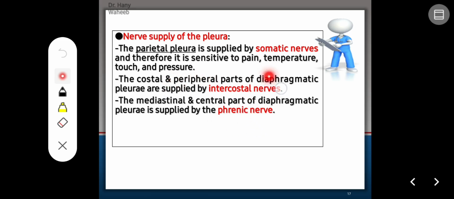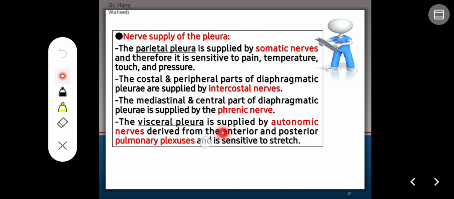Again, the costal and the peripheral parts of the diaphragmatic pleurae are supplied by intercostal nerves, while mediastinal and central part of diaphragmatic pleura are supplied by the phrenic nerve. Parietal pleura is innervated by somatic nerves of the thoracic wall, sensitive to somatic sensations, while the visceral pleura is supplied by the autonomic nerves derived from the anterior and posterior pulmonary plexuses like the lung, and it is sensitive to visceral sensation, stretch.